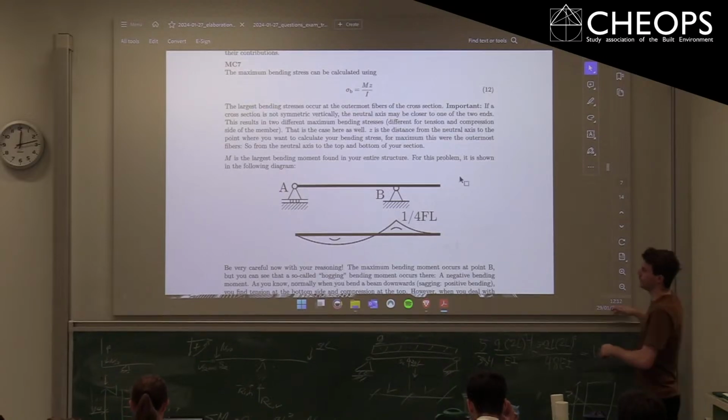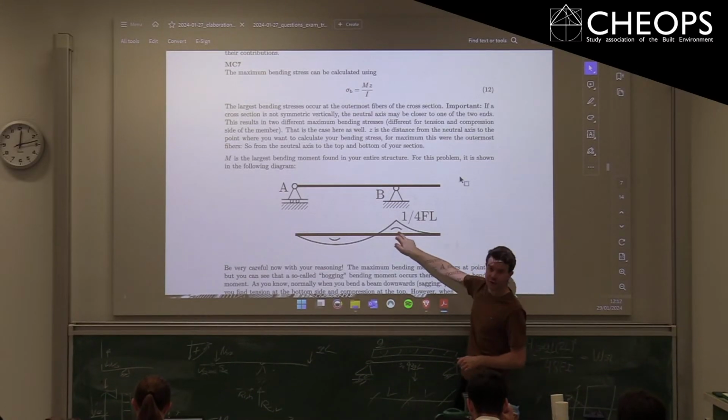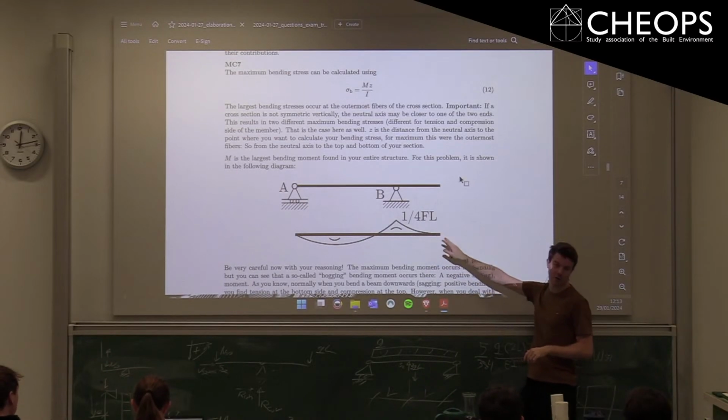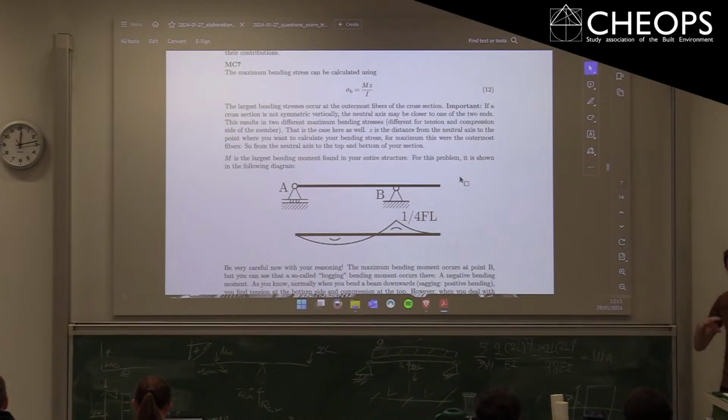But be very, very careful here with what kind of bending moment you're dealing with. Normally, if you just bend the beam downwards, everybody knows top is in compression, bottom is in tension. But at this support, you get a so-called hogging bending moment. And a hogging bending moment is actually in the opposite direction. So that means that your top side is in tension and the bottom side is in compression.